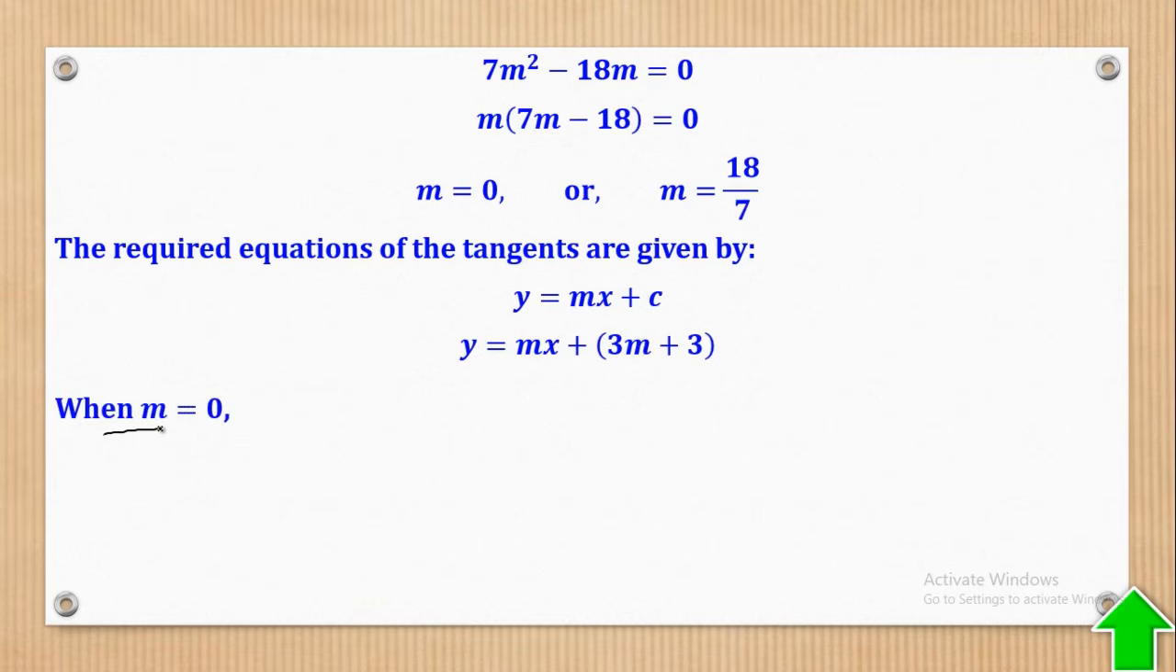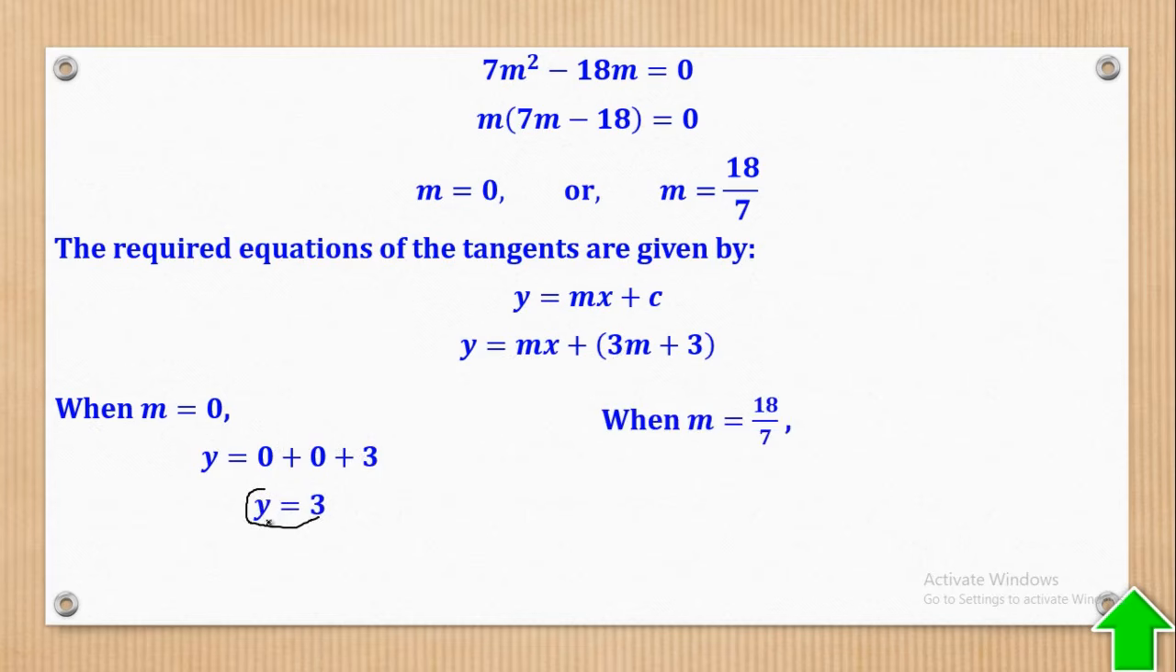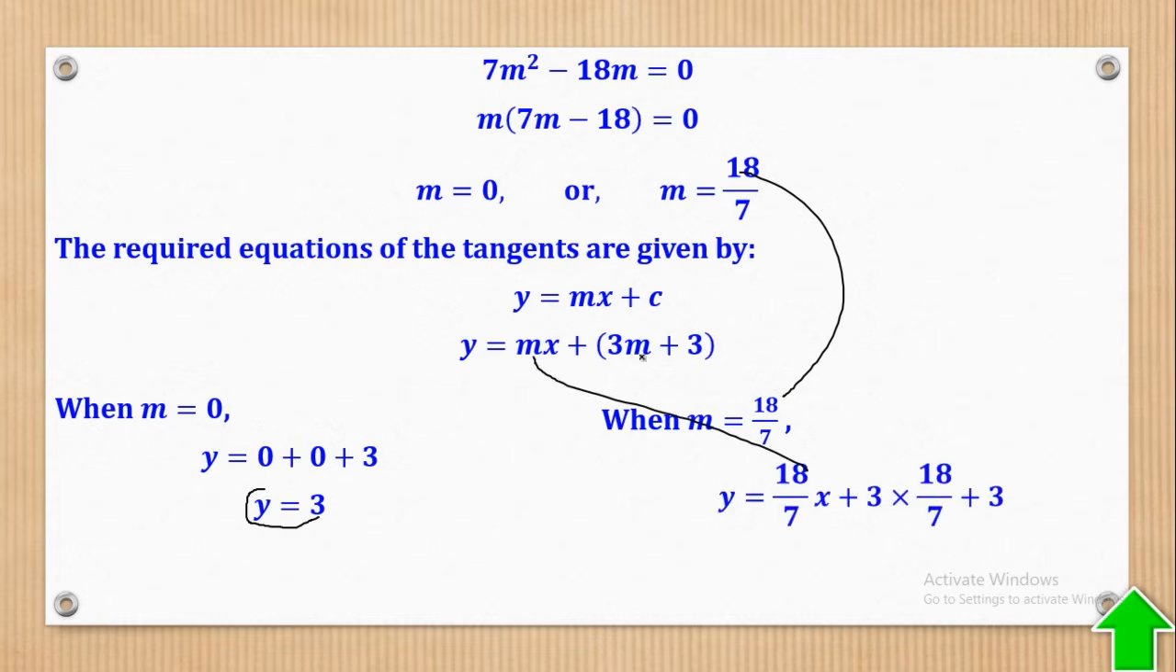Therefore, when m is equal to 0, I'll come up with this. So substitute for m here, 0, you remain with 3, therefore y will be equal to 3. So this is one equation. Then when m is equal to 18/7, I'll come and substitute here for m, here and here. And I'll come up with this as the second equation of the tangent.